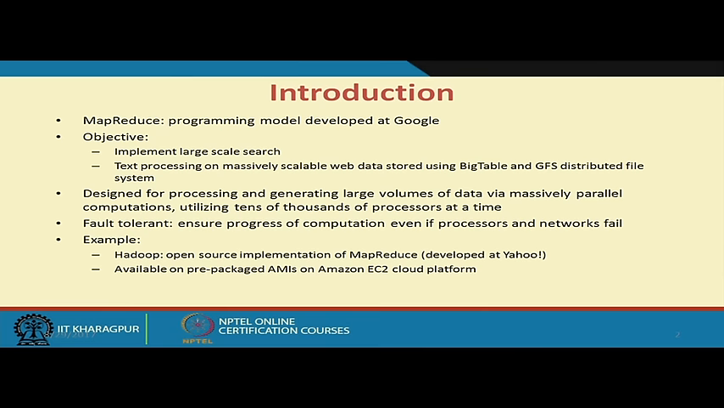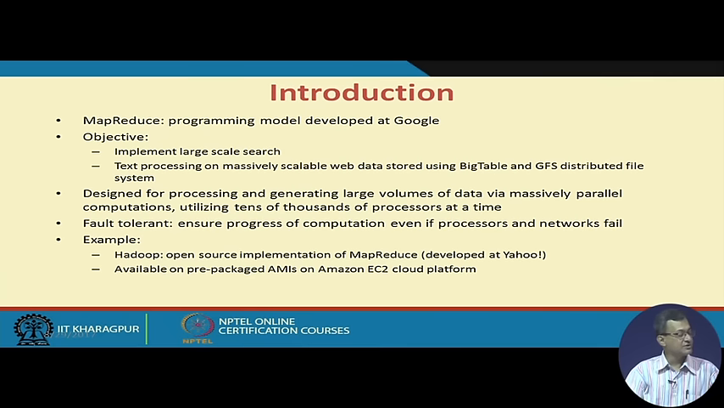Okay. So, as we discussed already, it is a programming model developed at Google, right, to implement large scale search. Primarily the basic objective was to implement large scale search and text processing on massively scalable web data, using data stored in Bigtable and GFS, the Google File System. So, this was the objective Google started with.